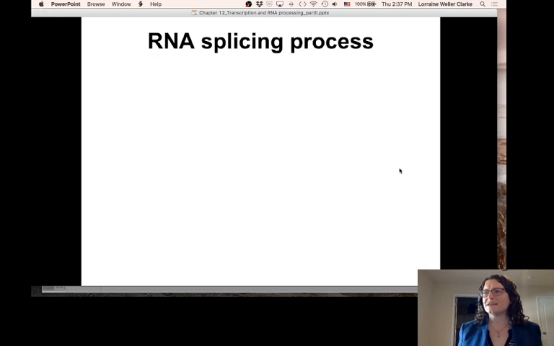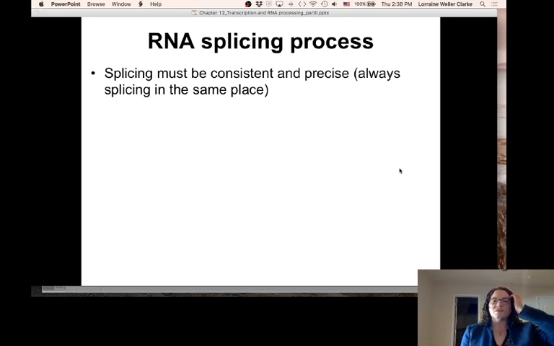All right, so the splicing process I think is pretty interesting. It is a little bit technical. I'm not going to go through every single piece of it, but I want you to understand why RNA does what it does and how it does it, and then understanding some interesting pieces about alternative splicing. That gives you some weird expressivity issues here, okay? All right, so splicing has to be consistent and precise.